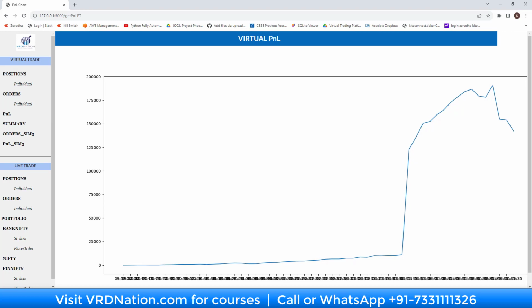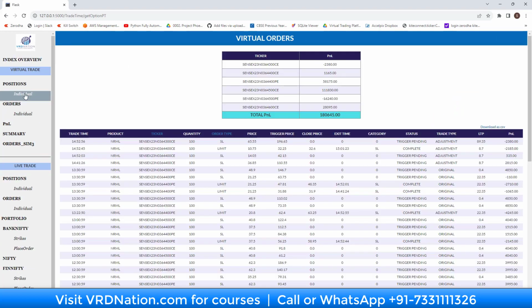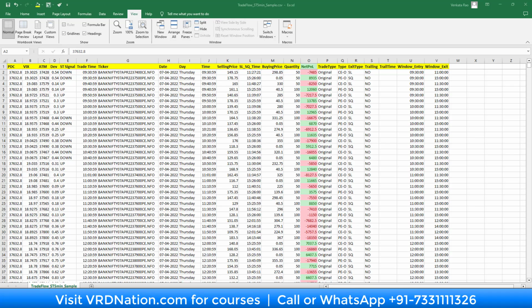Now for most of you, it is not possible to build a database and do a visual analysis like this. So what you can do is write the data in an Excel. This is what the Excel looks like. You can get the same information in Excel, and you can of course see the profits and losses at the end of the day in the Excel file.